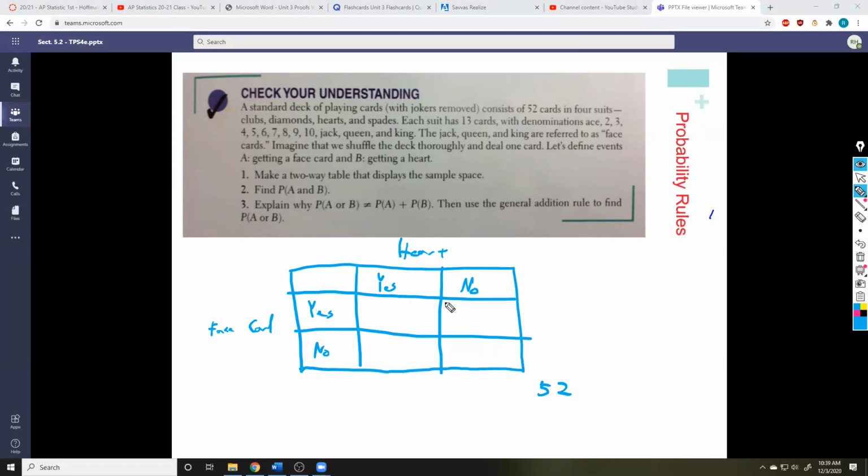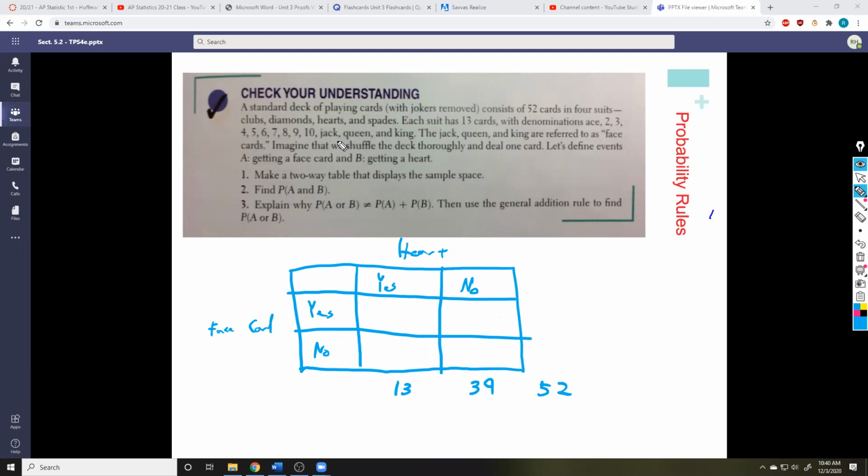Here we go. When I'm filling out this two-way table, I find the easiest way to do this is by filling out the totals first. So the total amount of hearts, each suit has 13 cards, so there's 13 hearts. That leaves 39 cards that are not hearts, because there are 13 in the other three suits, so 13 times 3, that is 39.